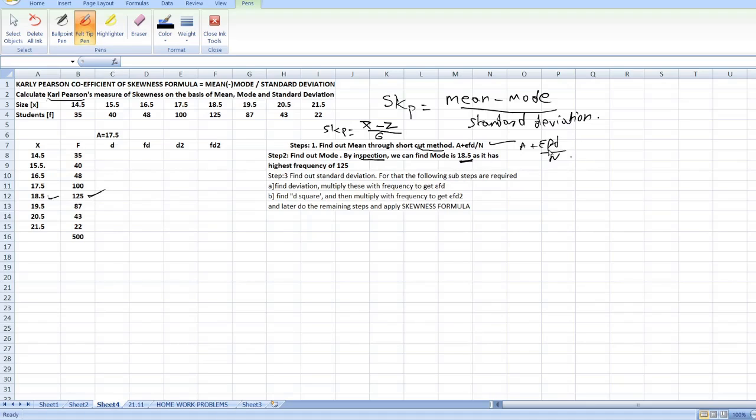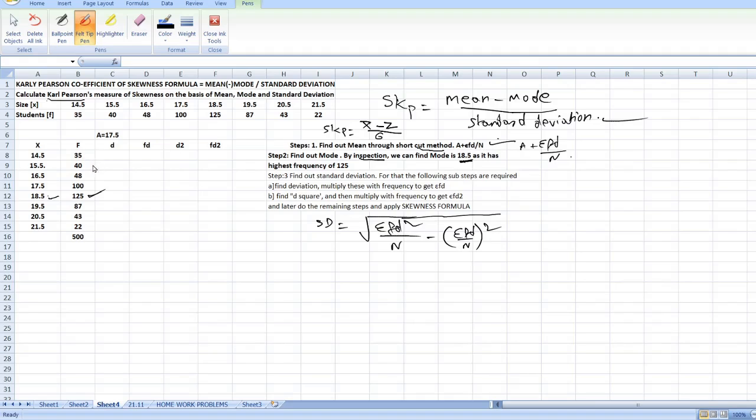So first you have to find out mean, and by inspection we have found out mode, and next you have to find out standard deviation. What is the formula to find out standard deviation? The formula is equal to square root of summation fd square by n minus brackets of summation fd by n whole square. Okay students, first let us do the problem to find out arithmetic mean.